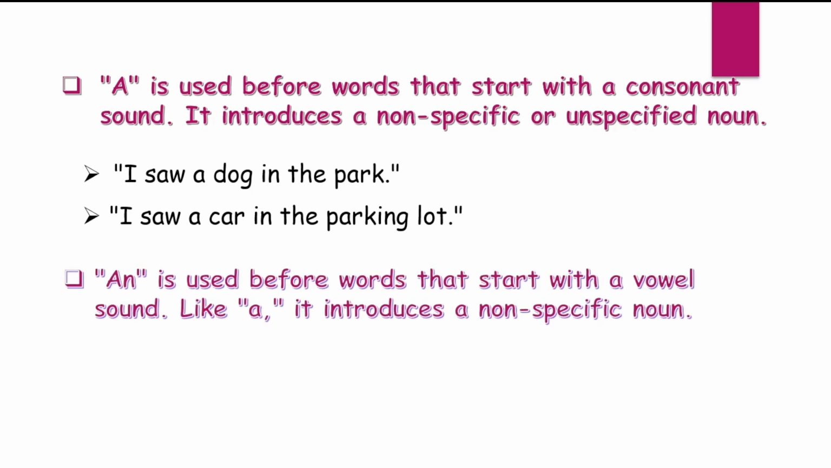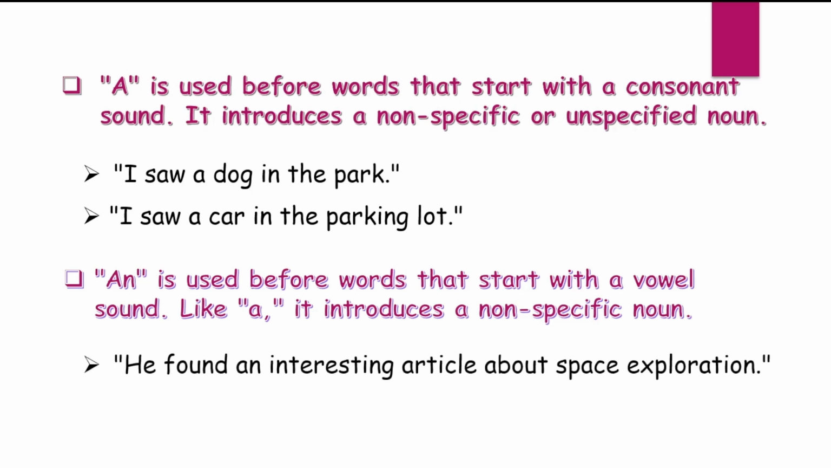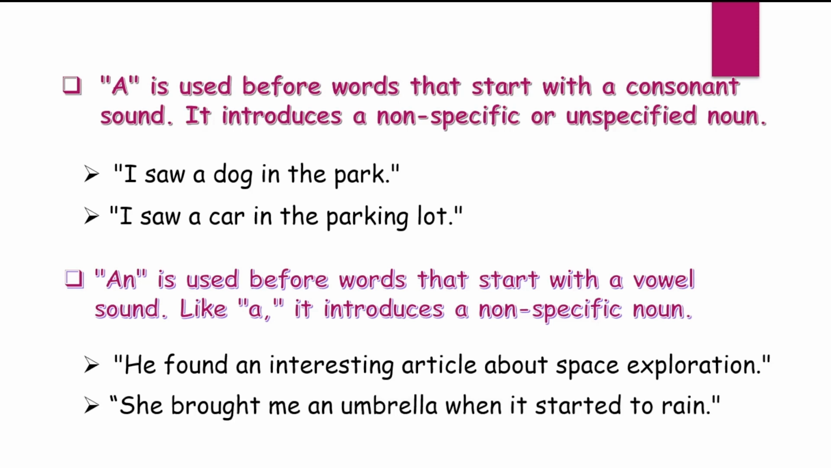An is used before words that start with a vowel sound, like a. It introduces a non-specific noun. He found an interesting article about space exploration. In this example, an introduces any interesting article on the topic, not a specific one. She brought me an umbrella when it started to rain. Here in this example, it refers to any umbrella available, meaning not a specific umbrella.